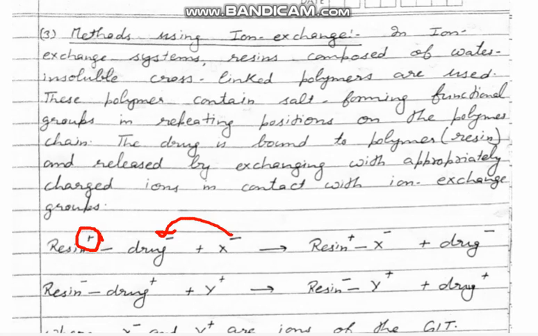If the drug is of negative charge, then it will exchange itself with a negative ion. Here the ion will take the place of the drug and the drug will be released, and the free amount of the drug will be present in the body for producing any pharmacological action. In ion exchange system, resin composed of water insoluble cross-linked polymer are used. These polymers contain salt forming functional groups in repeating positions on the polymer chain. The drug is bound to a polymer and released by exchanging with appropriate charge ion in contact with the ion exchange group.